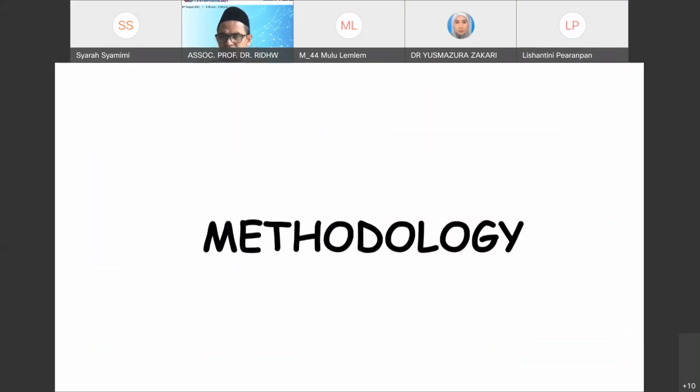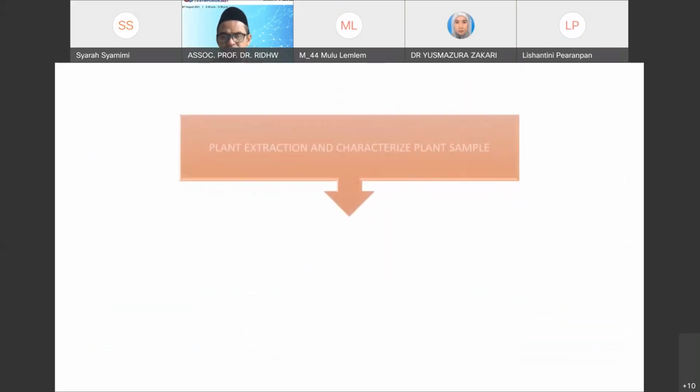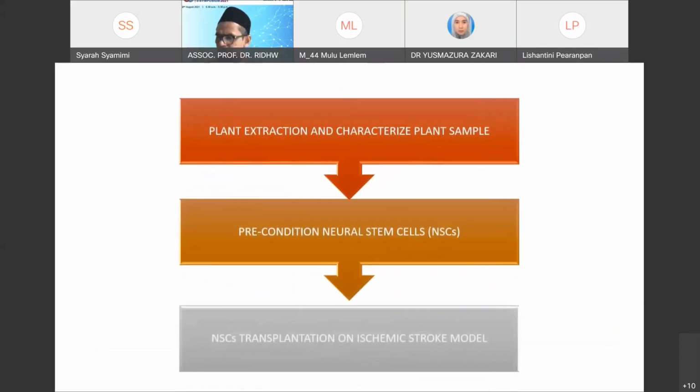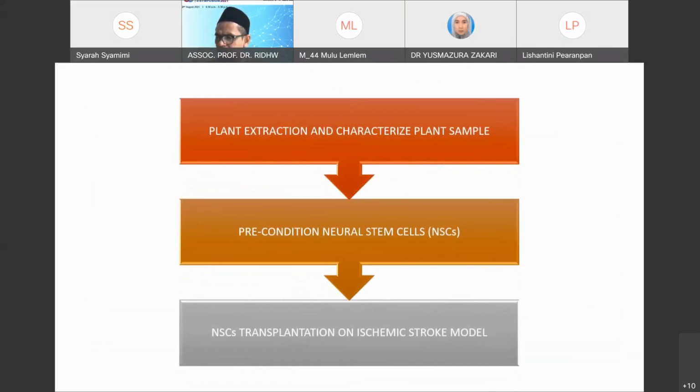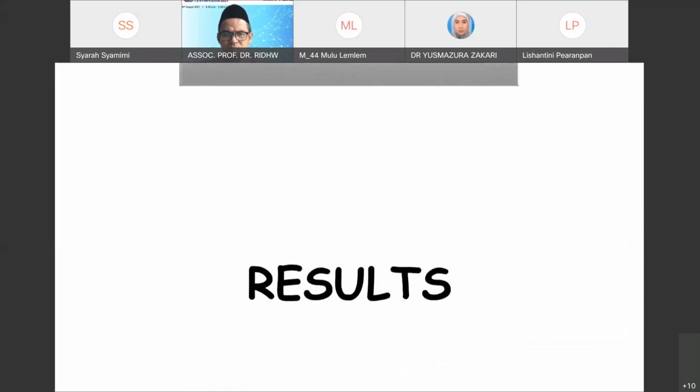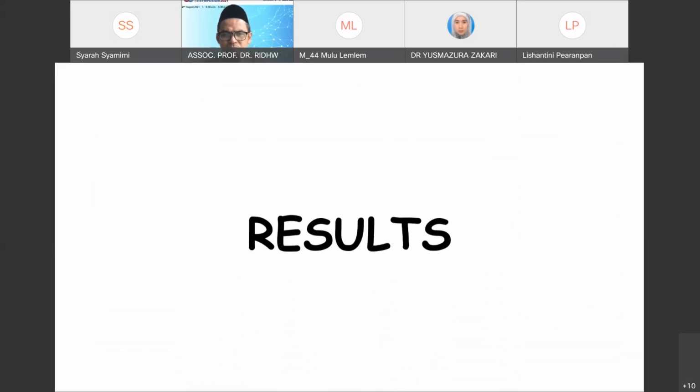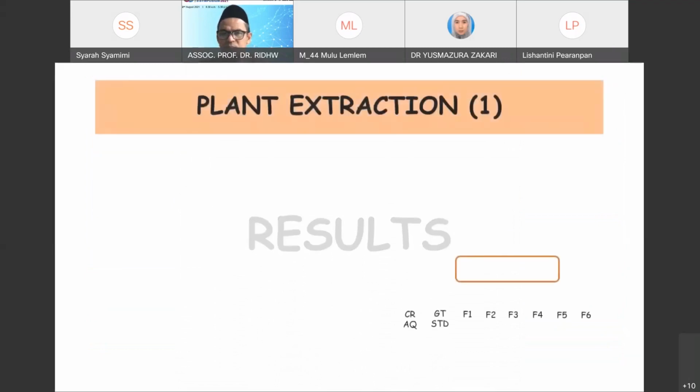Here is the general methodology of my study. We extract and characterize the plant, precondition the neural stem cells, and transplant the neural stem cells into the ischemic stroke model. Here are the results obtained from this study.